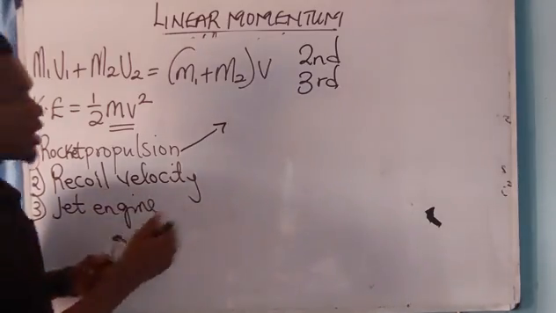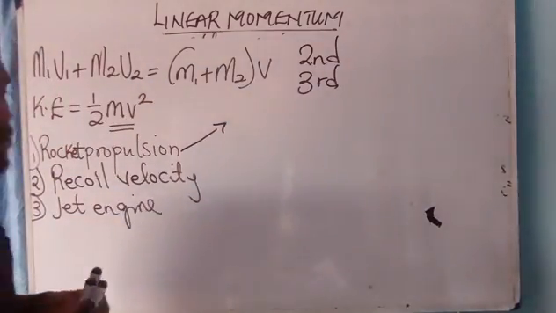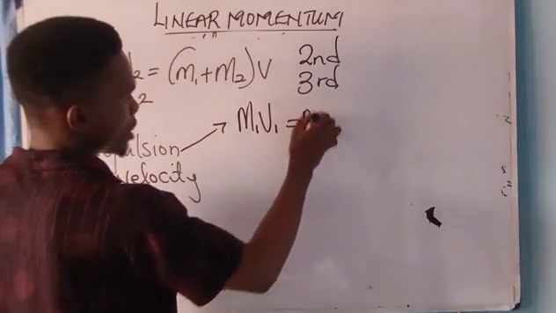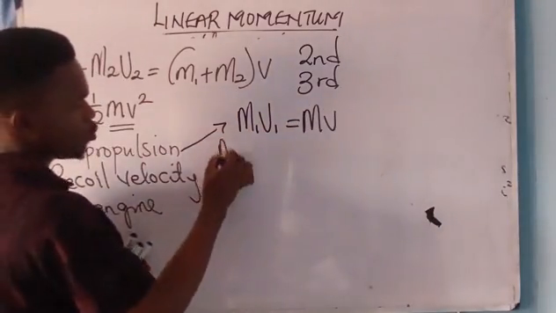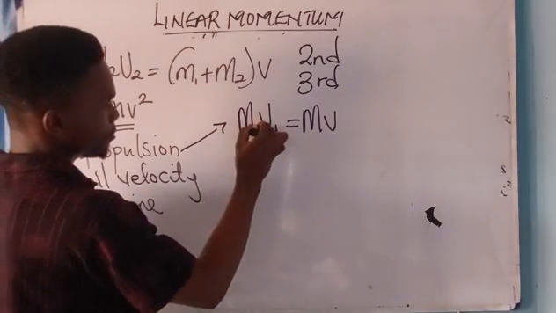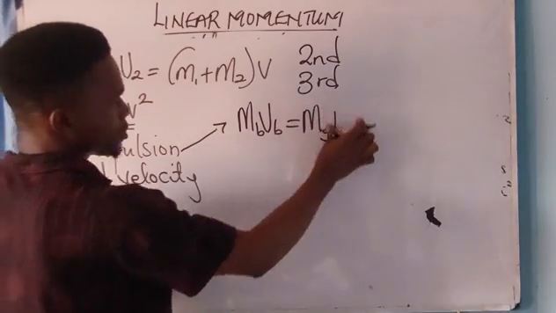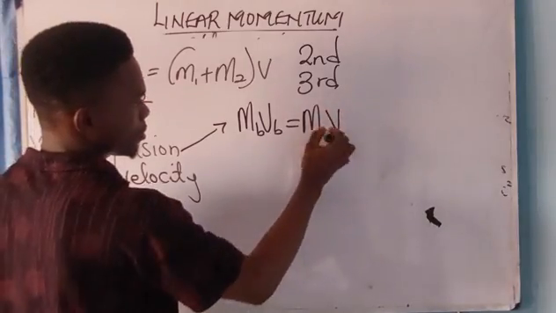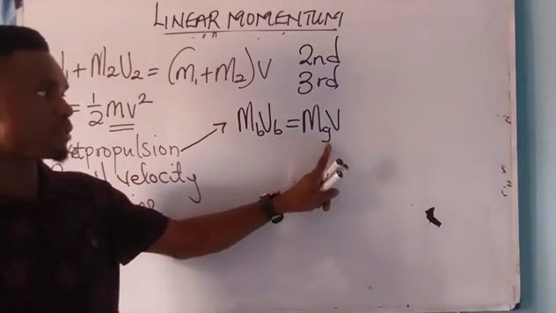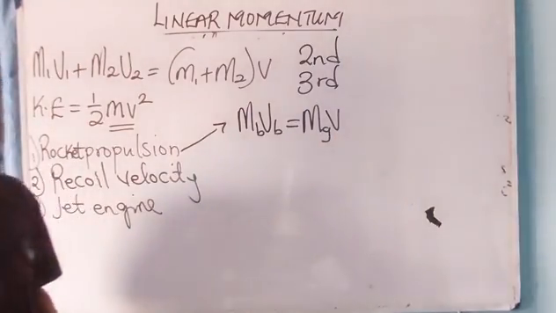Now please, the recoil velocity and the mass of the gun: it is M1 V1 equals MV. The mass of the bullet, velocity of the bullet, mass of the gun, then this is what? The recoil velocity. V is the recoil velocity.